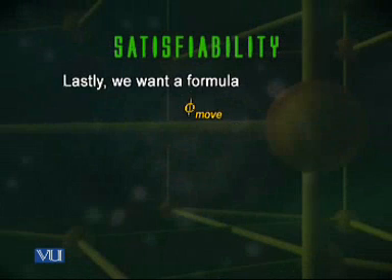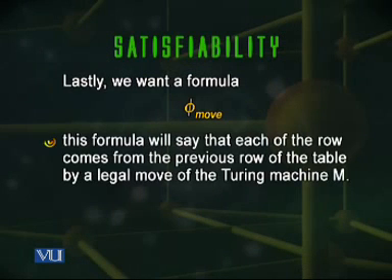Lastly, what we want to do is create the most important formula that we are going to call phi sub move. This formula will say that each row comes from the previous row of the table through a legal move of the Turing machine. Remember, so far whatever we have been able to express through these formulas phi sub cell, phi sub accept and phi sub start doesn't have much to do with the Turing machine itself. All we did was say that the tableau must be filled properly.